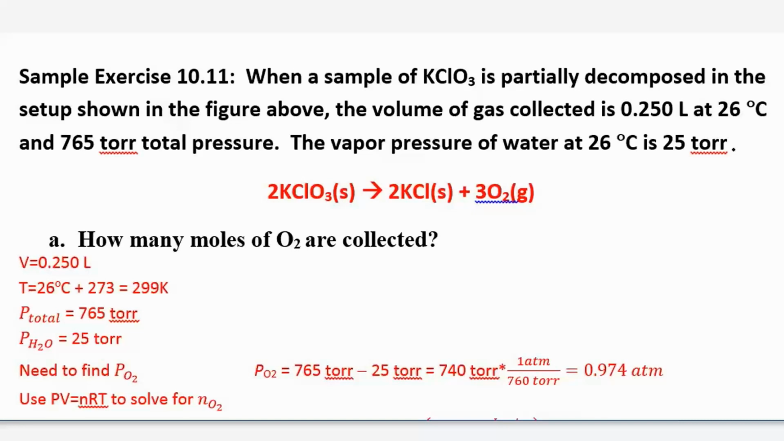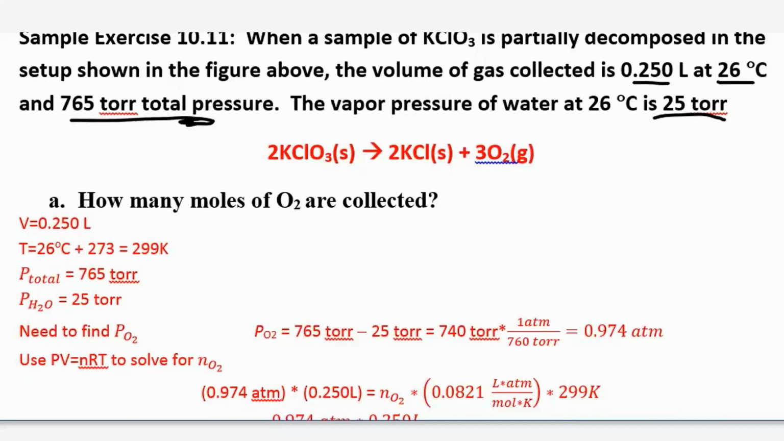So this next problem is a collection over water problem. So you have that reaction, the potassium chlorate, so that was in the picture above. So when a sample of potassium chlorate is partially decomposed in the setup shown above, the volume of gas is collected. Okay, so that's 0.250 liters at 26 degrees Celsius and 765 torr. That's your total pressure. This is the total pressure. So that's the pressure of the oxygen gas plus the water. And then they tell you the vapor pressure of water at that temperature is just 25 torr. And then they're asking about the moles of oxygen. How many moles of oxygen are collected?